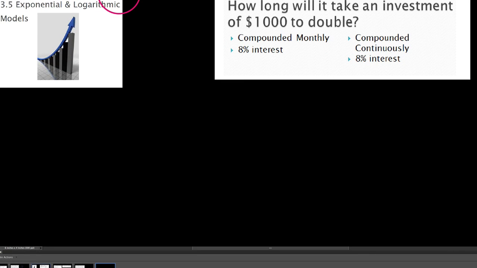Okay, YouTube, this is my second video on solving for unknowns using exponential and logarithmic growth models. In this video, we're going to focus on investments and compounding interest. So we'd say, how long would it take an investment of $1,000 to double? And this is often a question we like to look at. How long does it take to double something?